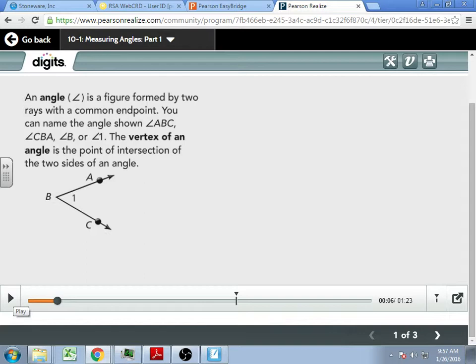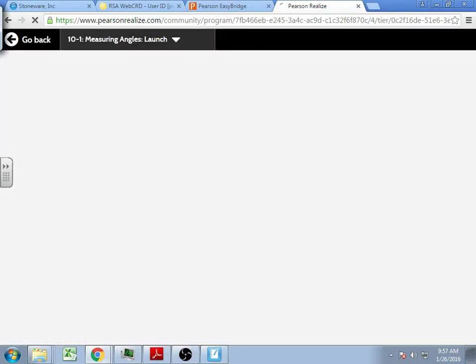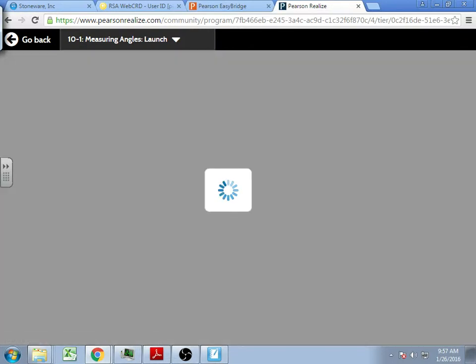Now we want to talk about angle notation. We do have a launch on here. Sorry, I got a little bit ahead of myself. So if we look at the launch, it doesn't say launch on your paper, but it's the first thing we have.